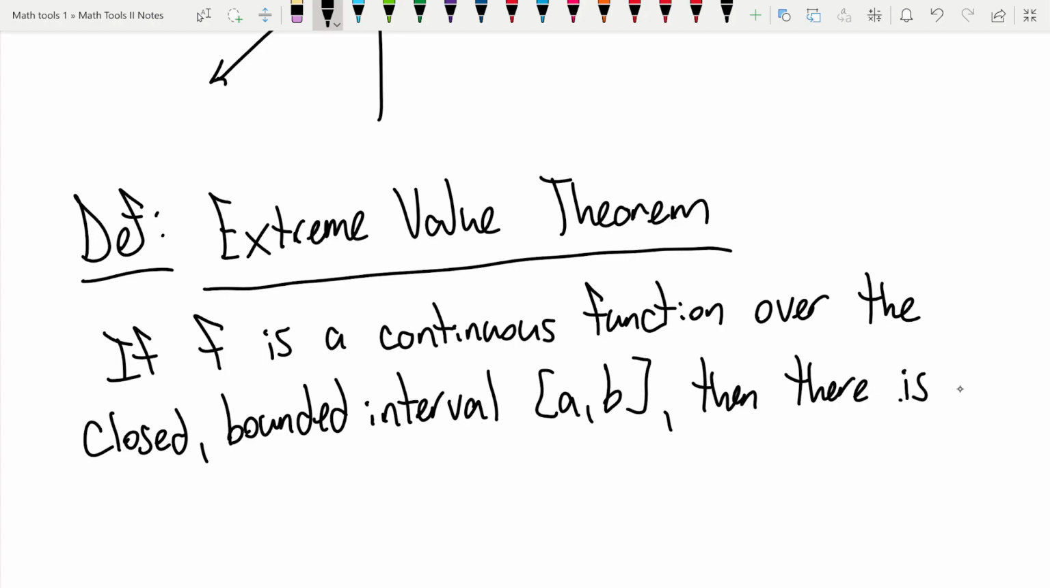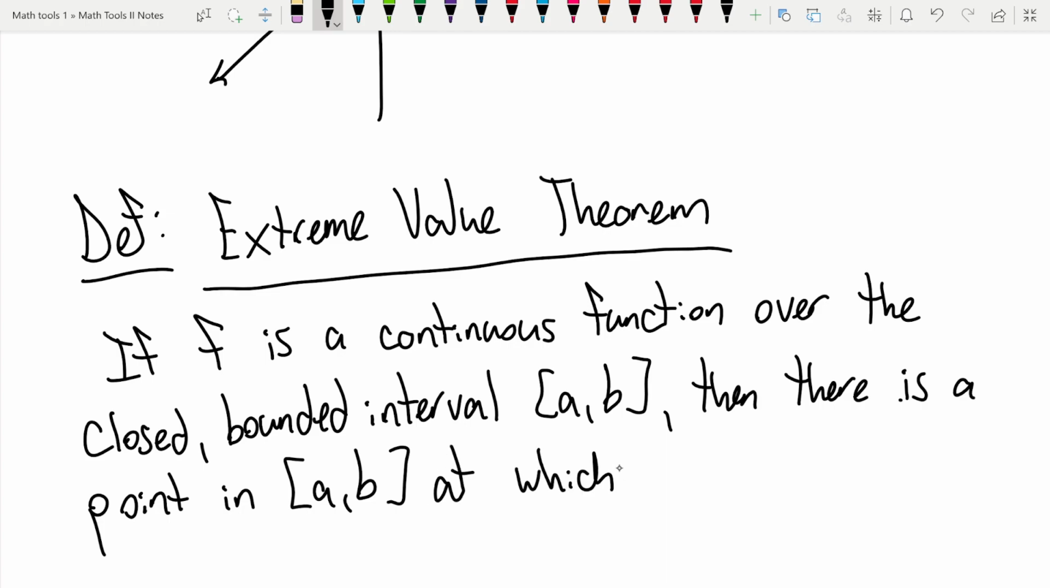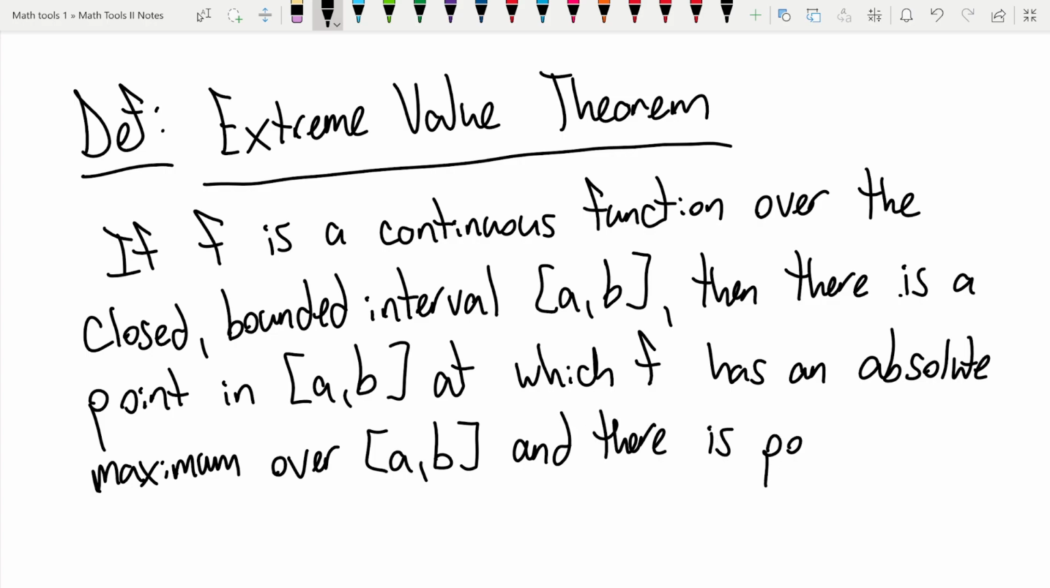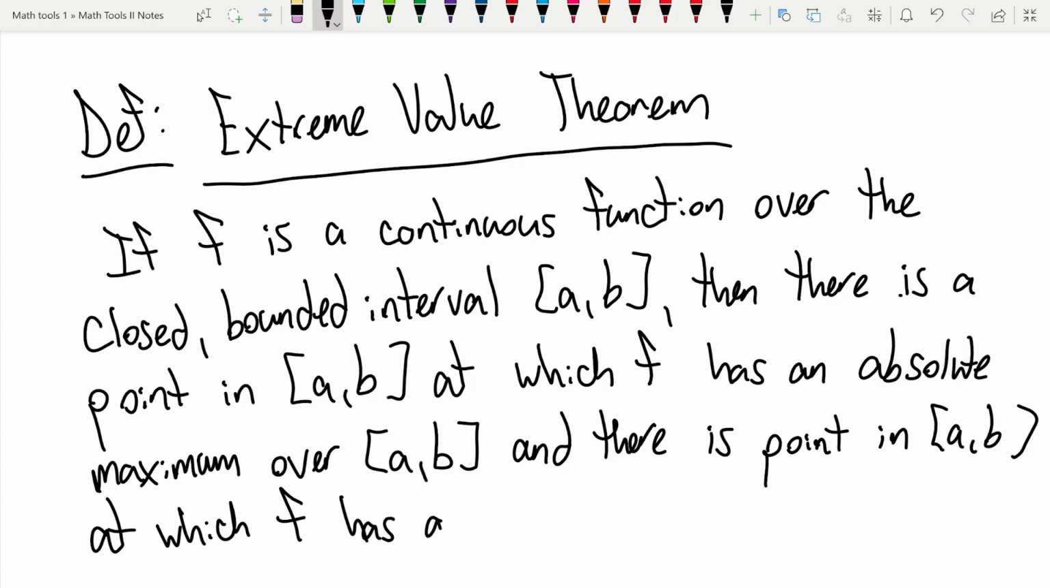then there is a point in [a, b] at which f has an absolute maximum over [a, b]. And the same thing for minimum: there is a point in [a, b] at which f has an absolute minimum over [a, b].